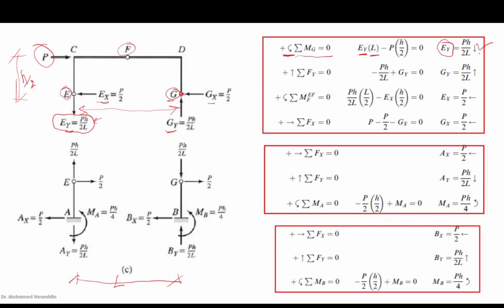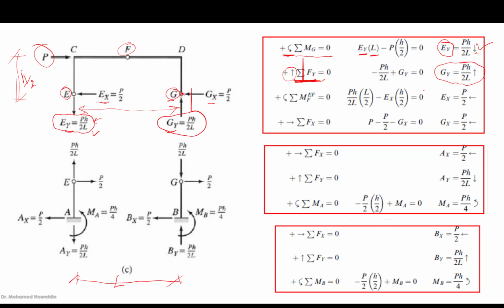And it's heading down. Okay, so we know this. Similarly, we are going to take the summation of the forces in the y direction, positive upward, equal to 0. Then we get, exactly, this GY. This GY can be obtained easily from the summation of forces in y. It is going to equal PH over 2L heading upward.